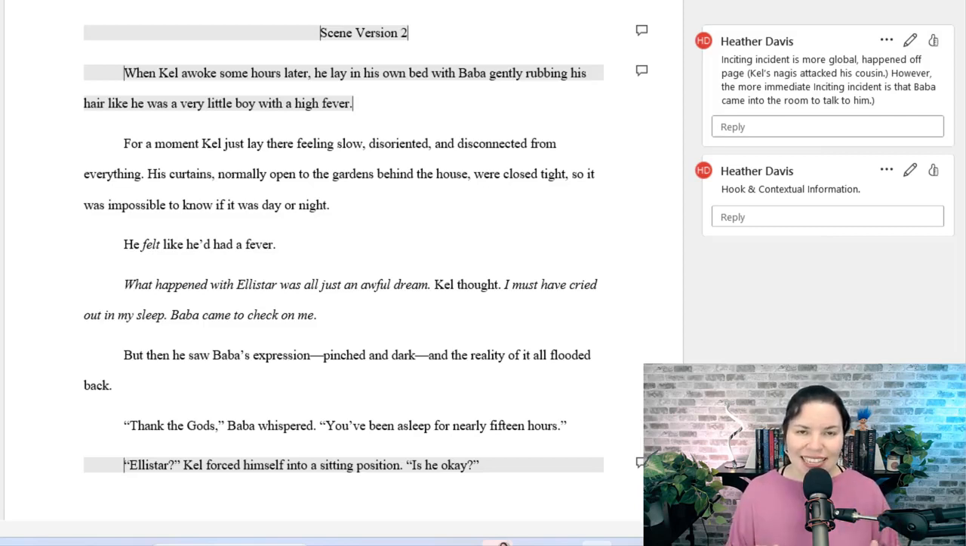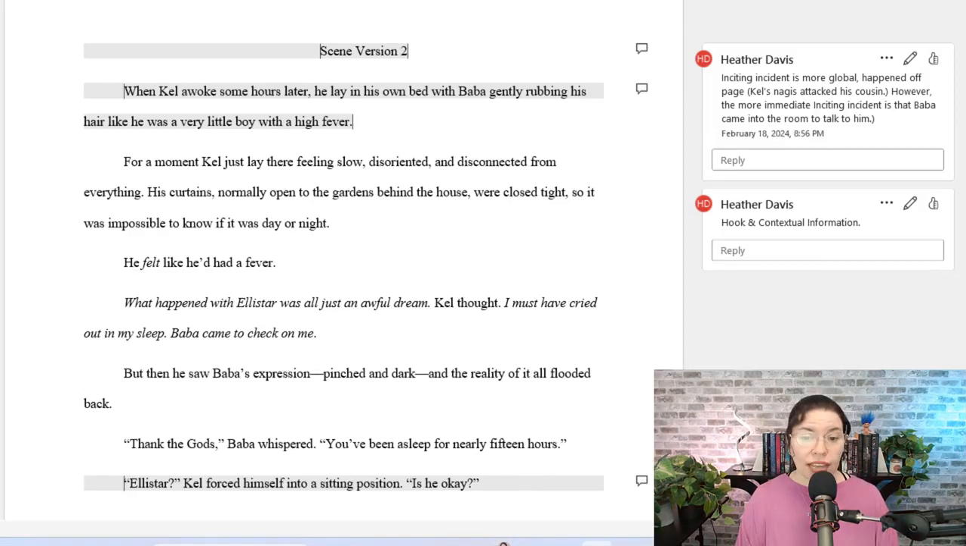Okay, let's dive into the revamped scene. When Kel awoke some hours later, he lay in his own bed with Baba gently rubbing his hair like he was a very little boy with a high fever.